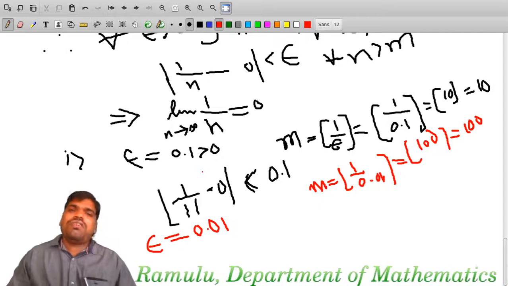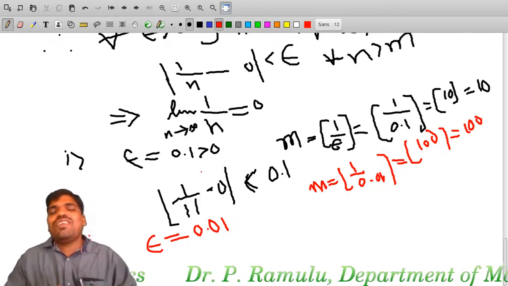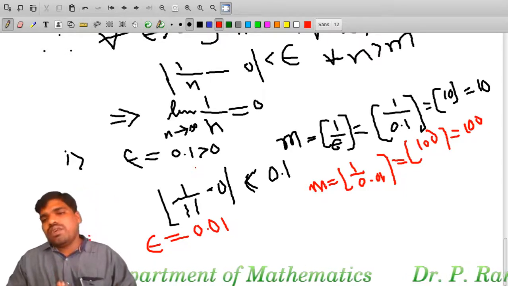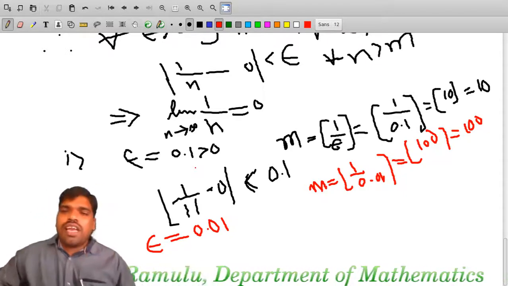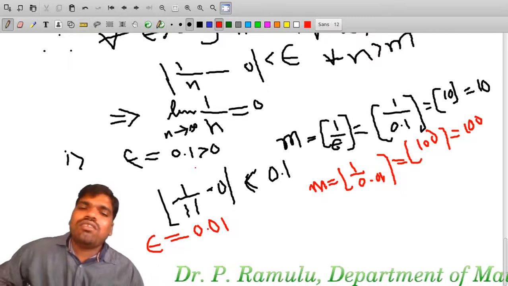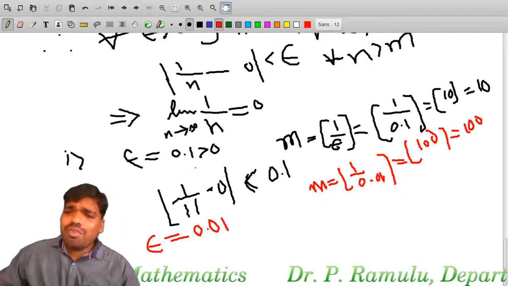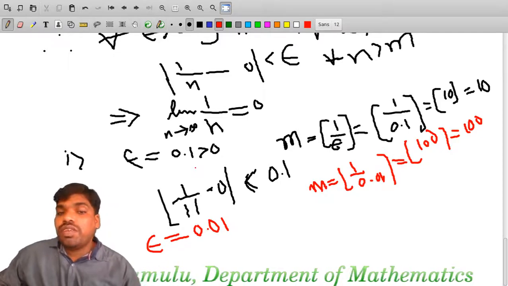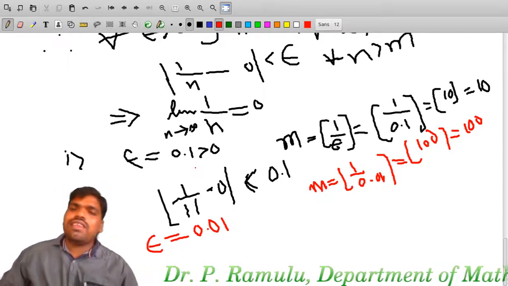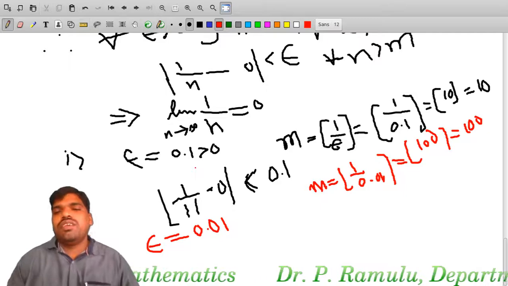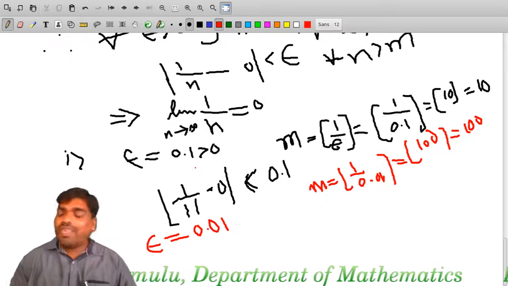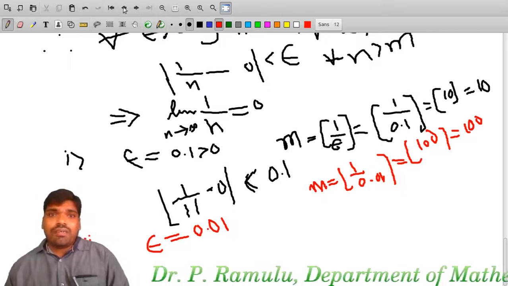So that means my m depends on 0.01. My m depends on 0.01. If you take epsilon as 0.001, m is equal to 1000. If you take epsilon as 0.0001, then you will take 10,000. Like this, m depends on the value of epsilon, right? So I want to explain why in practice you are getting only integers, right?